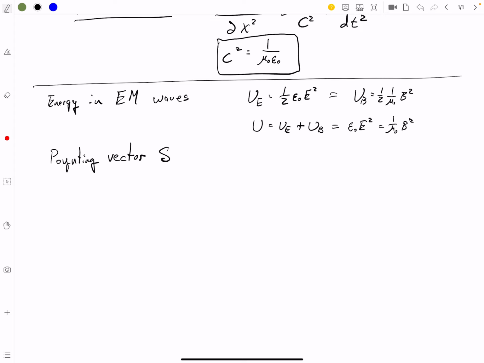S, which we can go through and figure out, but let's just write out what S is. 1 over mu naught times E cross B. We're always going to find that E is perpendicular to B, which means the sine of the angle between them is always going to be 1. So we can just write it like this.